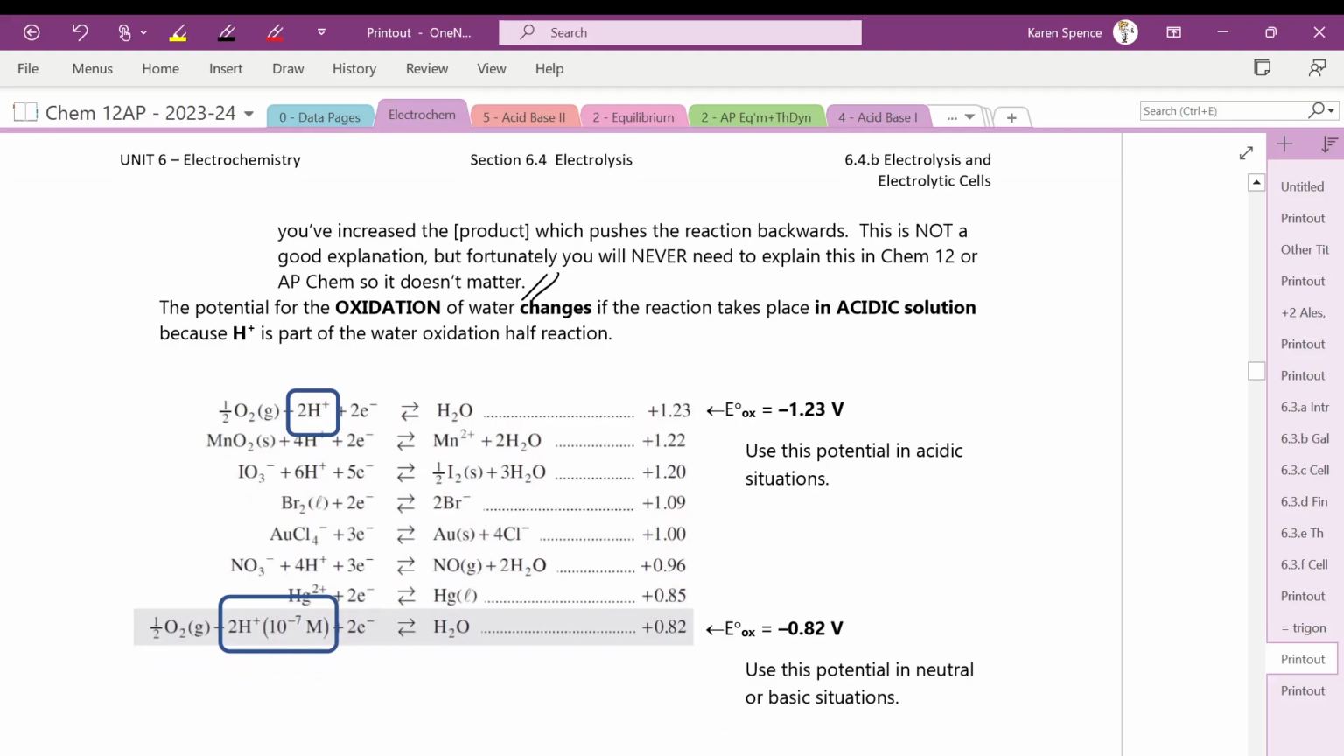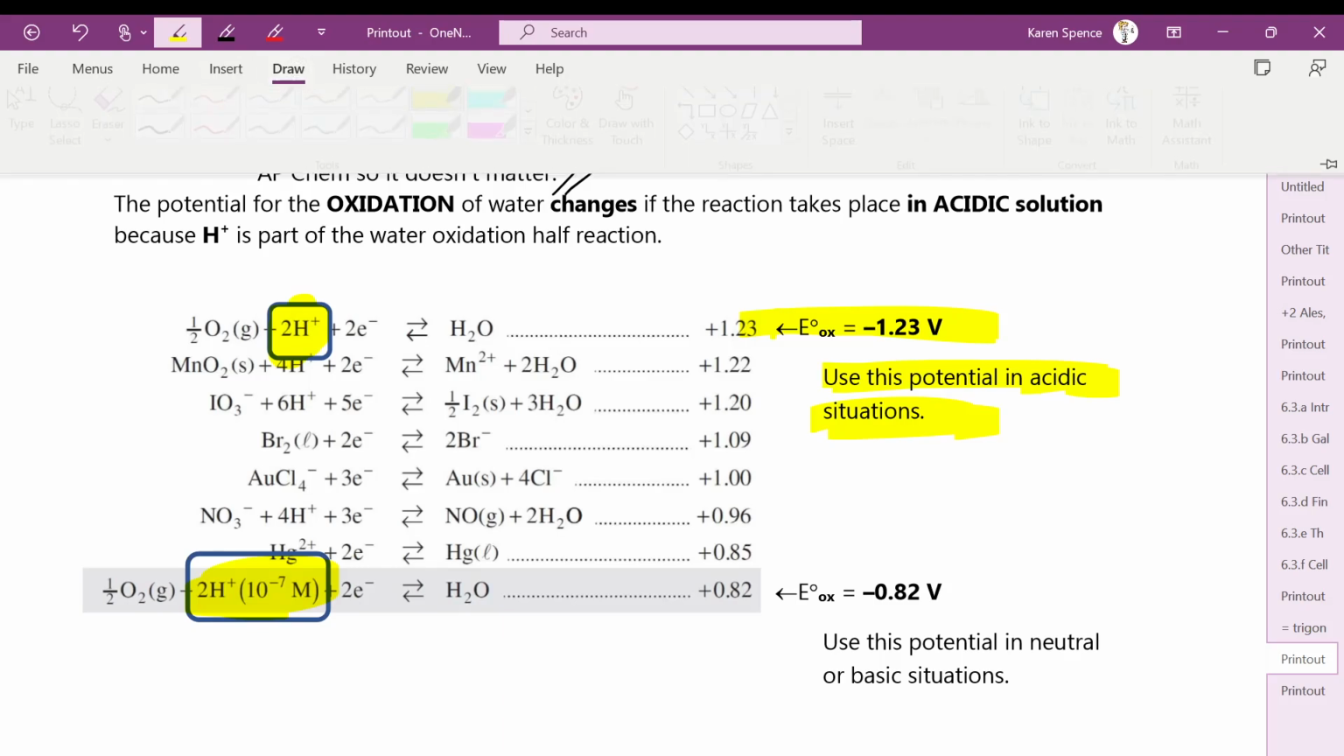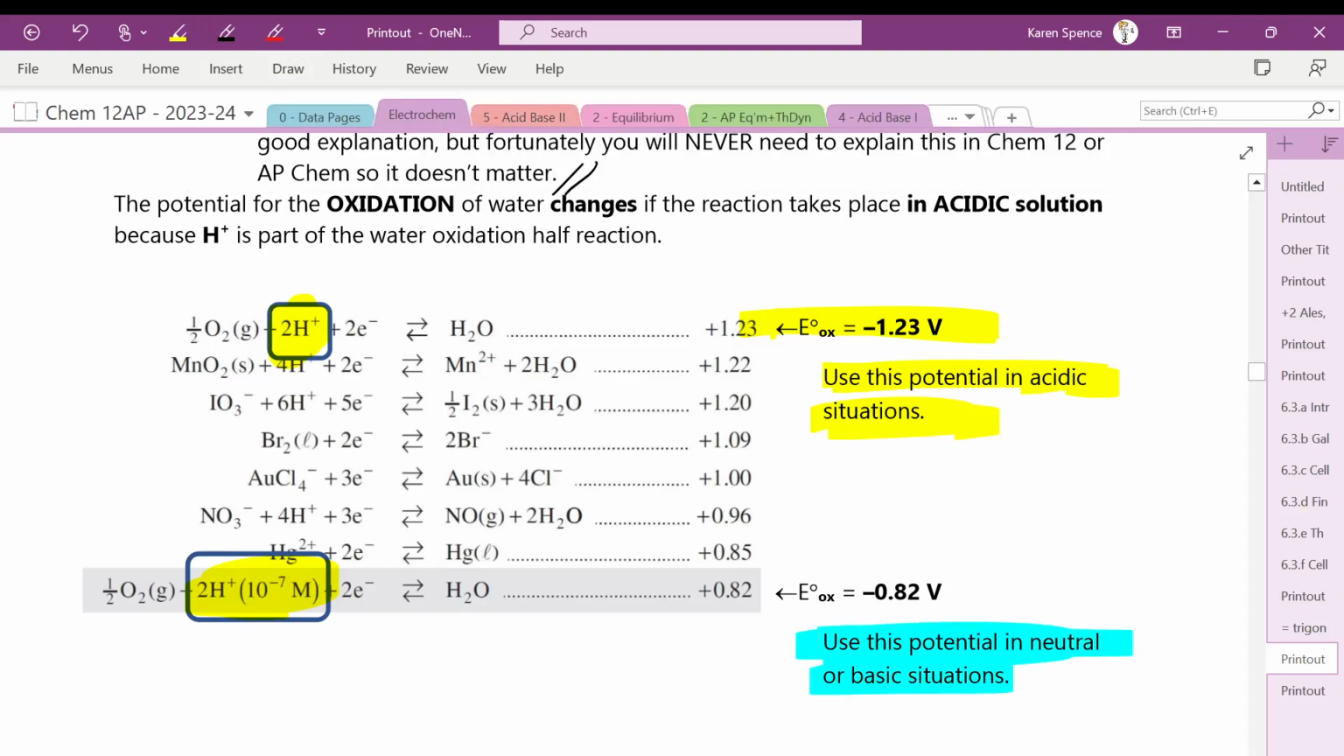Now, guess what? The oxidation of water also has two different reactions depending on, and can you guess what it depends upon this time? Whether we are in, not basic this time, but acidic solution, because this one contains hydrogen ion. So if you're in acidic solution, you're going to use this potential. And if you're in a basic solution, you're going to use this potential. Is that good? Okay.